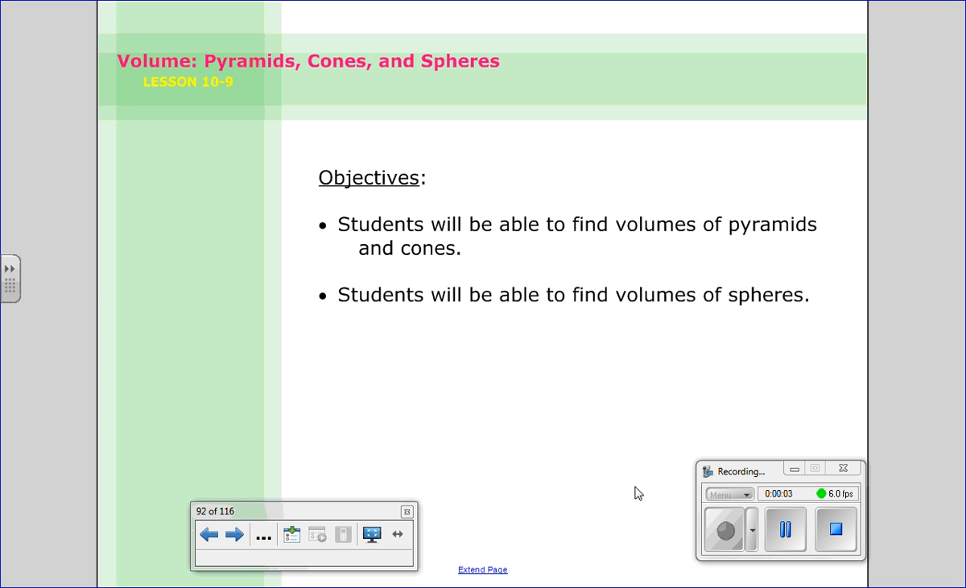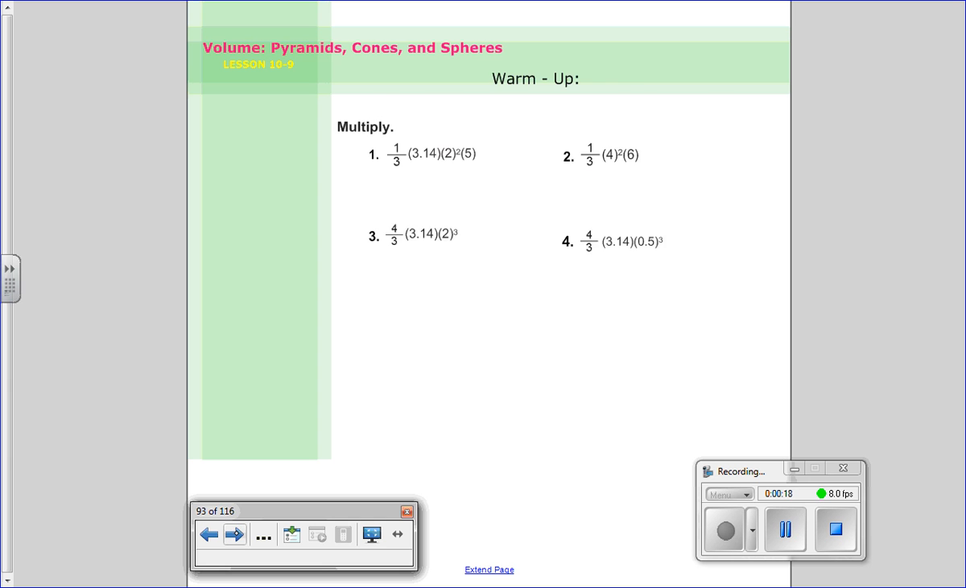And welcome to lesson 10-9 on volume of pyramids, cones, and spheres. In tonight's lesson, we are going to be able to find the volumes of pyramids and cones, and the second part is finding the volume of spheres. So let's go ahead and get started.